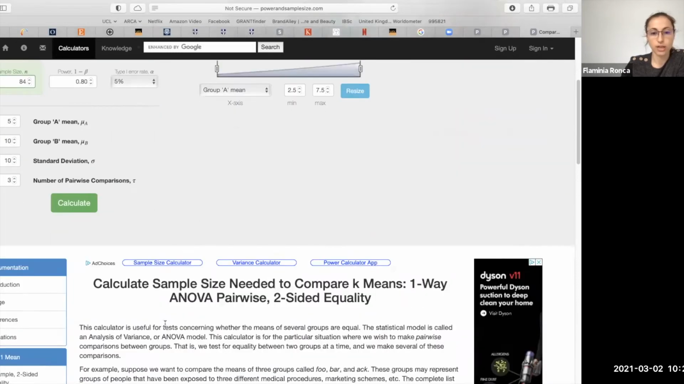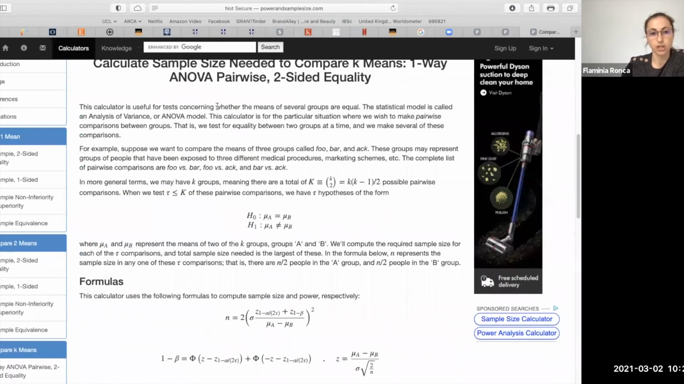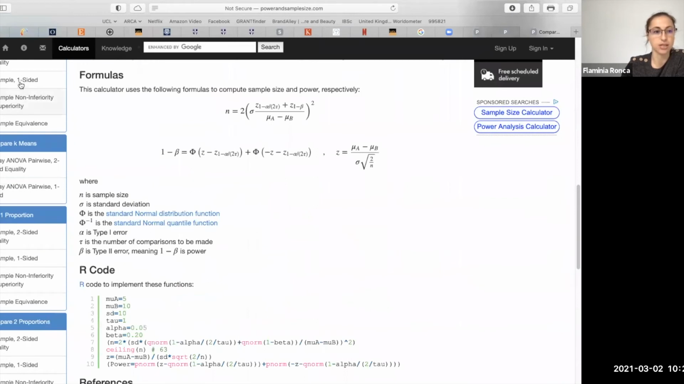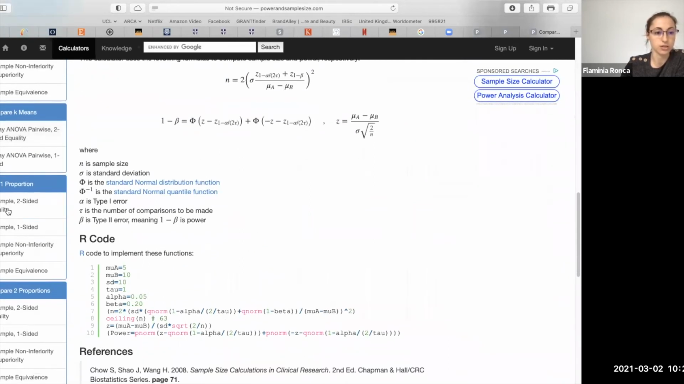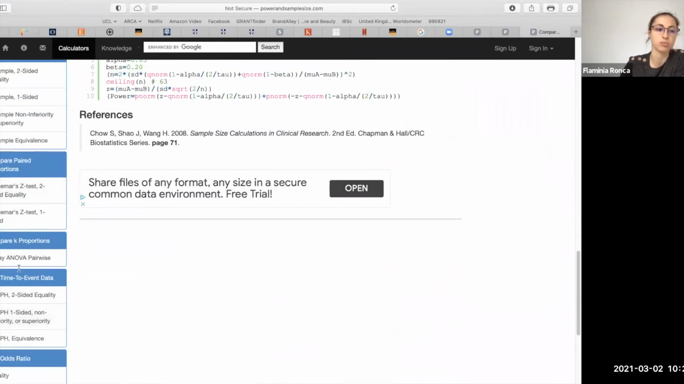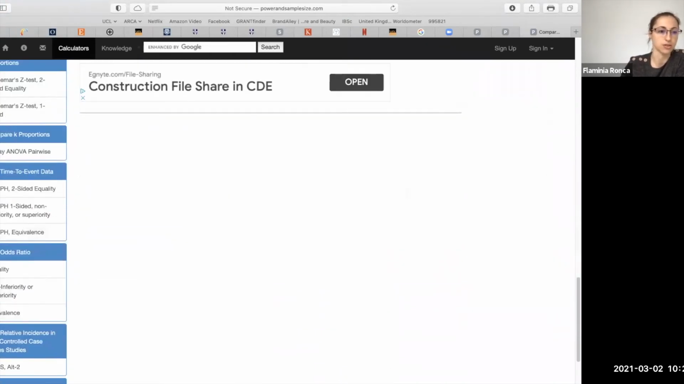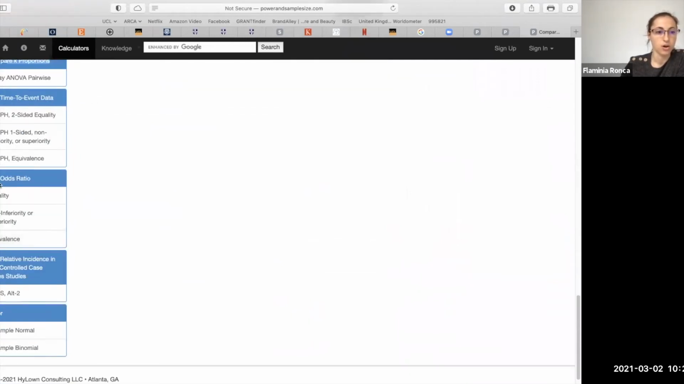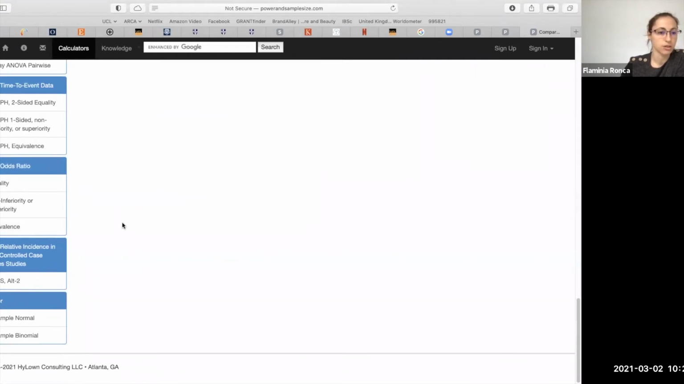If you scroll down on this website, it gives you an explanation as well on each of the tests. And here on the left-hand side, you have all the different tests. So testing proportions, comparing proportions, comparing paired proportions, et cetera, comparing K proportions. That's the one we just did now. Odds ratio as well for anyone using ratio data.